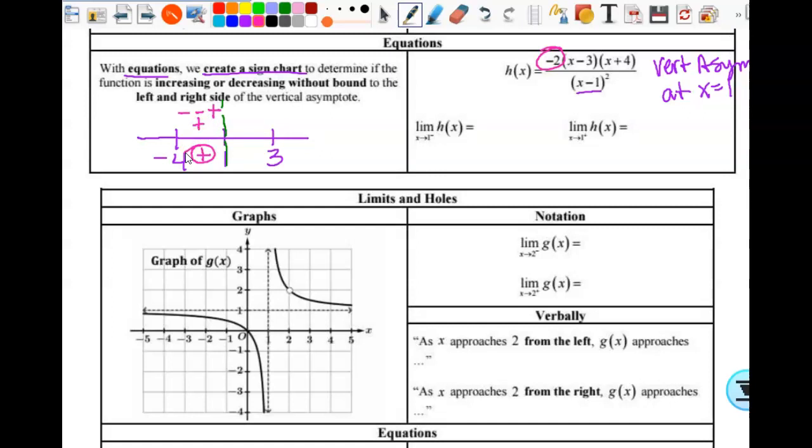Then between 1 and 3, I can use 2, so I still have that negative to start with. Then a negative, positive, positive in the denominator, that's positive overall. So what that tells me is, on either side of that asymptote, it's going to look like this, and I have togetherness. So as I approach 1 from the left, it's infinity, and as I approach from the right, it's infinity. Okay. What questions do you have? We good?